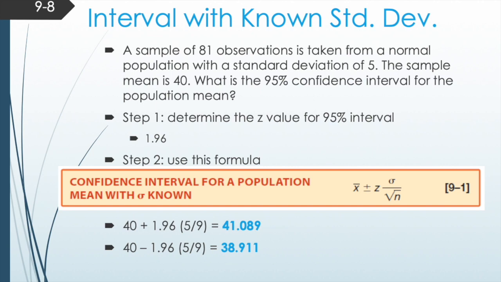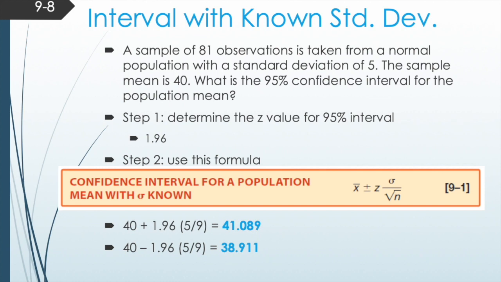So looking at a second example, let's work out another one. The management one was worked out in your textbook. I'm going to work out a second one, hoping if we go through it a couple of times, it'll help. So we're going to take a sample of 81 observations taken from a normal population with a standard deviation of 5. We find our sample mean to be 40. Again, we're looking for a 95% confidence interval for this population mean.